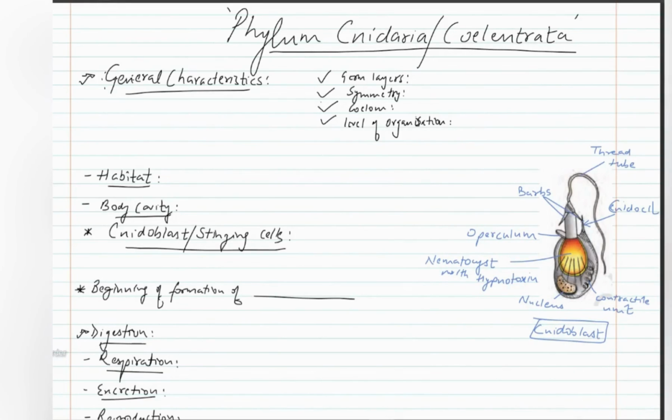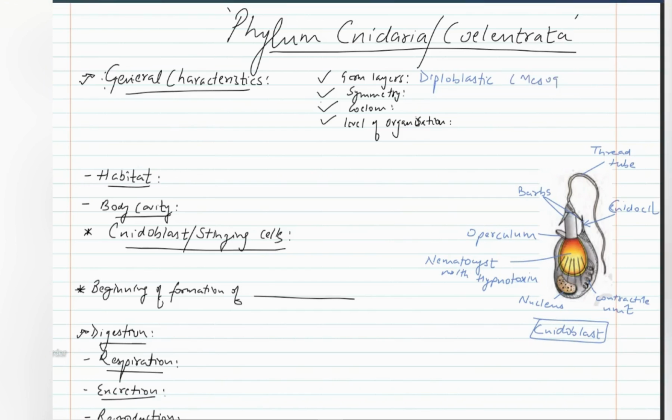In the last video, we had discussed phylum Porifera. Now we will move on to the next phylum, which is phylum Cnidaria, also known as phylum Coelenterata. The name Cnidaria is given due to the presence of a special type of cells called cnidoblasts or stinging cells. Talking about the general characteristics, germ layers: cnidarians or coelenterates are diploblastic, and mesoderm is not well developed.